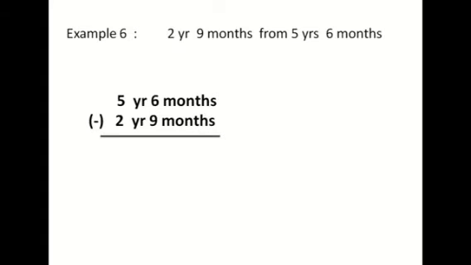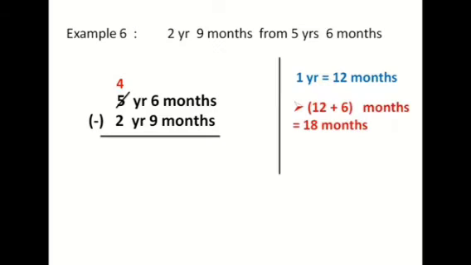Please try this sum on your own because I have explained the previous one. Follow the same way. Try to work out. What you will do? You will borrow 1 year from 5. So please do it. 5 will become how much? 4. Yes? 1 year means 12 months. It will be added up with this 6. So 6 will become how much? 6 plus 12 gives you 18 months.